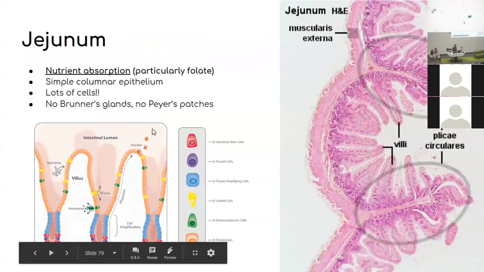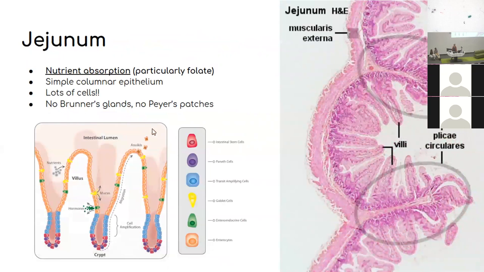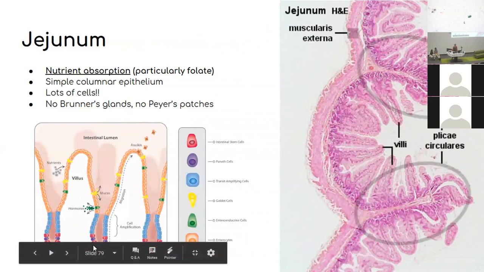So the jejunum is most important for the absorption of nutrients, but we know that folate is also particularly important. There's heaps of cells, so that's a really good diagram to know. I won't go through it, but just know that there are these big intestinal crypts, and that's where you're going to find all your different cells. We have no Brunner's glands, they were in the duodenum, and we have no Peyer's patches, which are in the ileum.